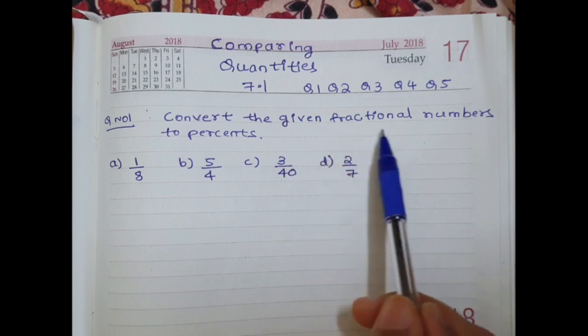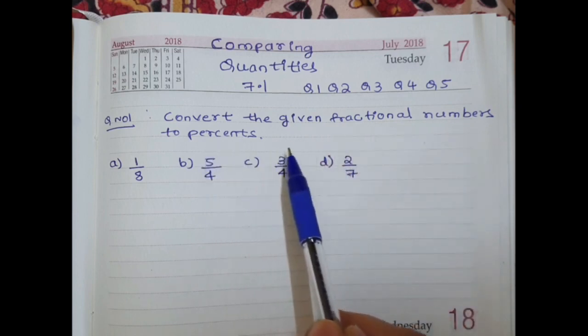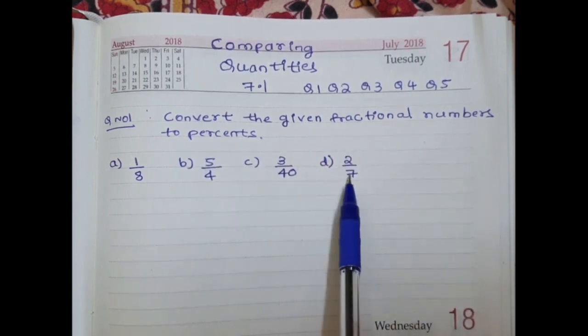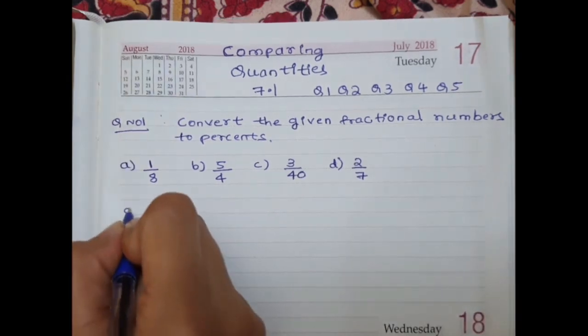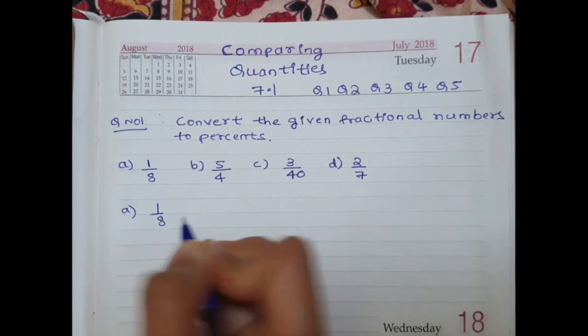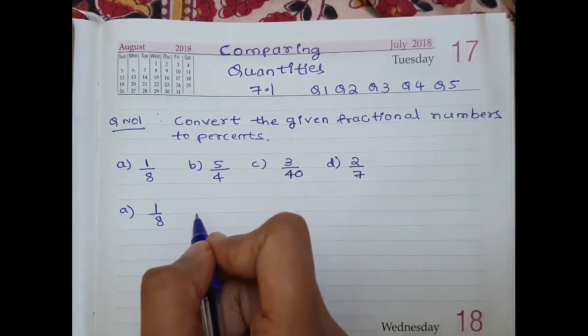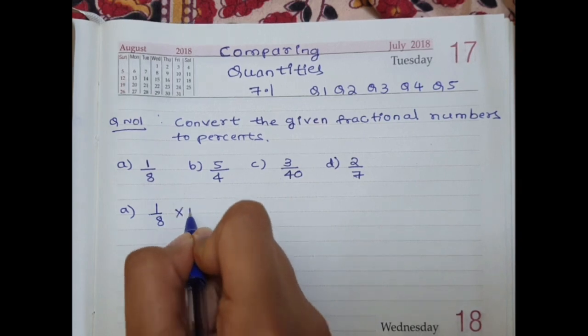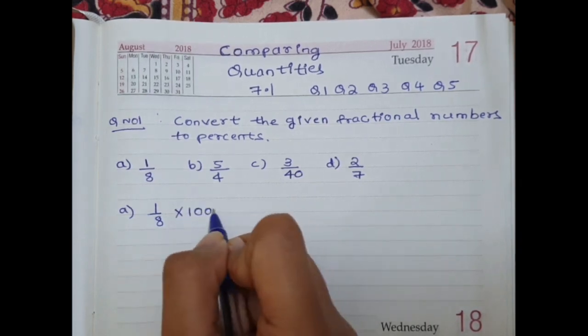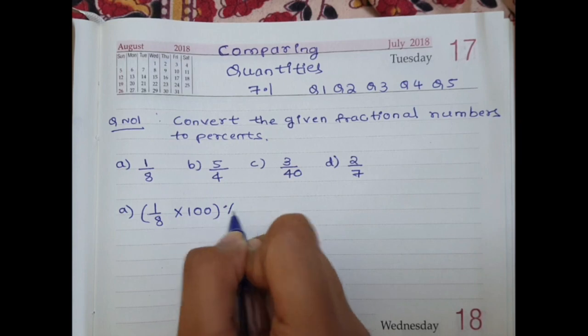Number 1. Convert the given fractional numbers to percents. These are all in the form of fractions. We have to convert these into percentages. Let us see how to convert. First one, 1 divided by 8. This is in the form of a fraction. To convert this into the percentage, we have to multiply this with 100 and then a percentage symbol.